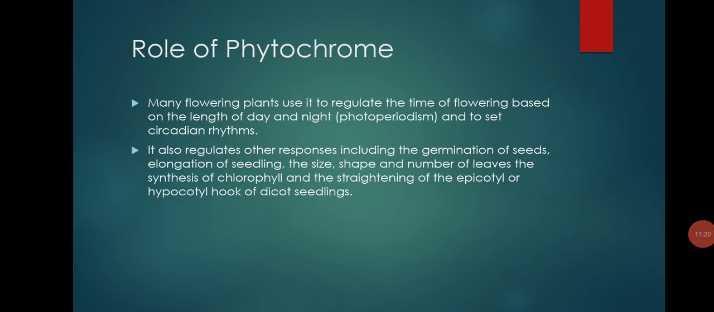The role of phytochrome. Many flowering plants use it to regulate the time of flowering based on the length of the day and night, photoperiodism, and to set circadian rhythms. It also regulates other responses including the germination of seeds, elongation of seedlings, the size, shape and number of leaves, the synthesis of chlorophyll and the strengthening of the epicotyl or hypocotyl hook of dicot seedlings.